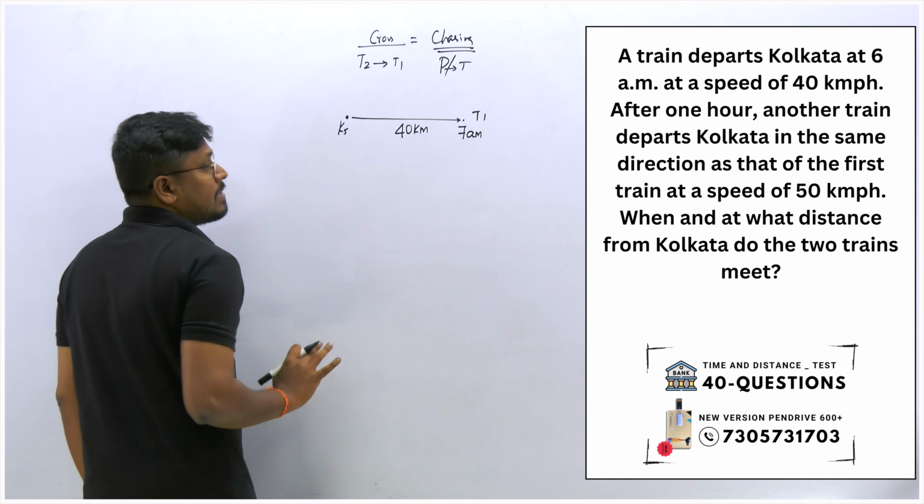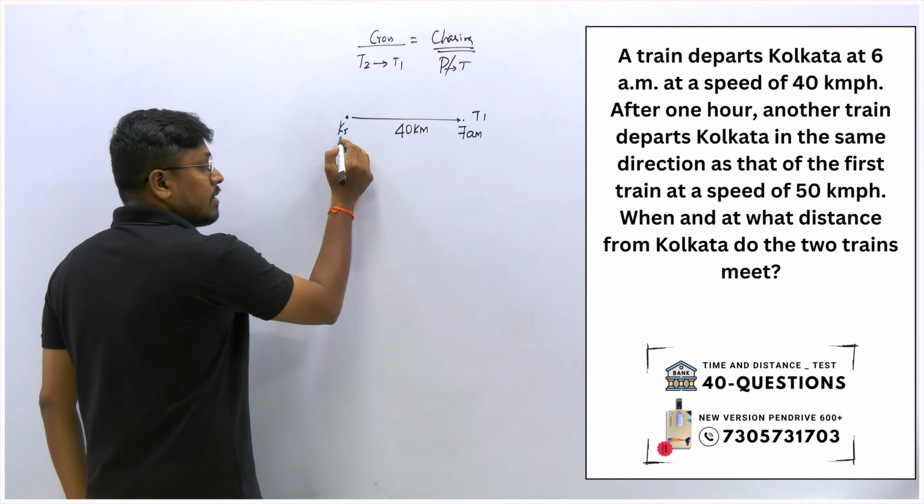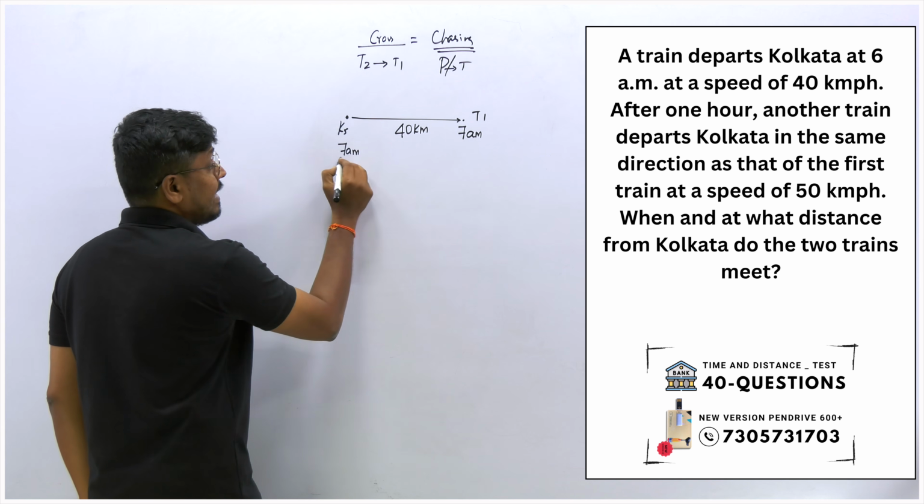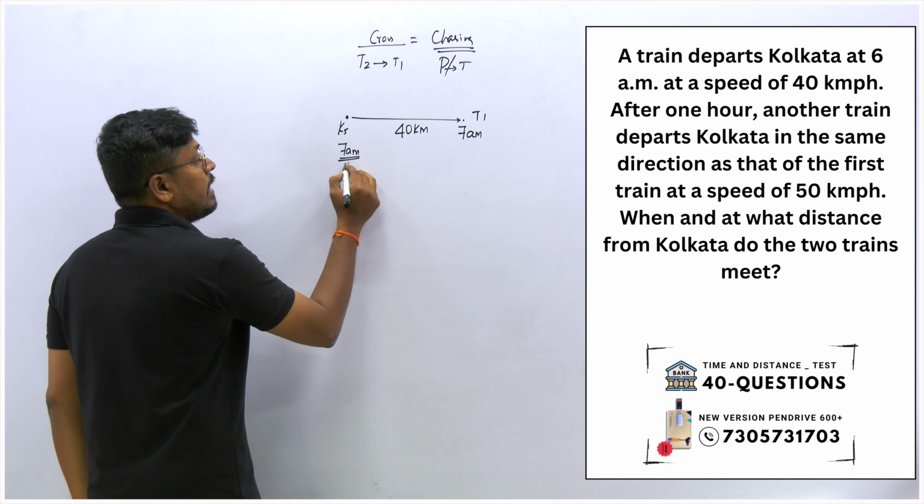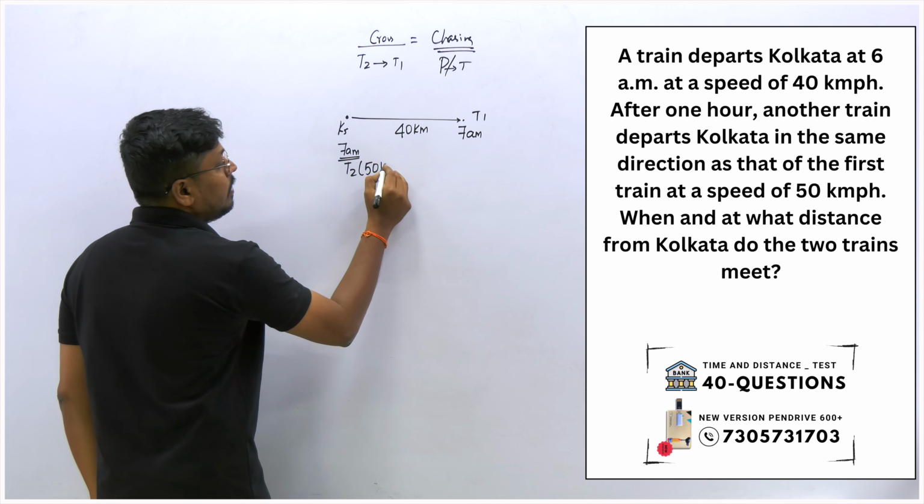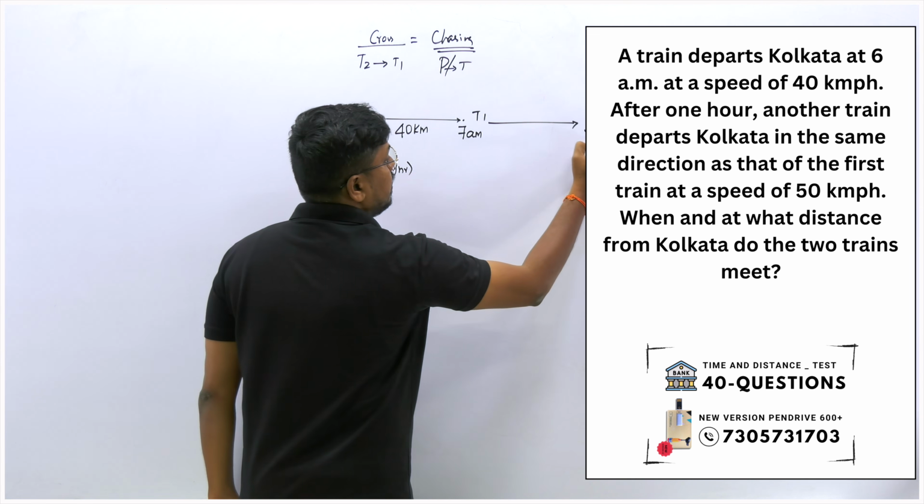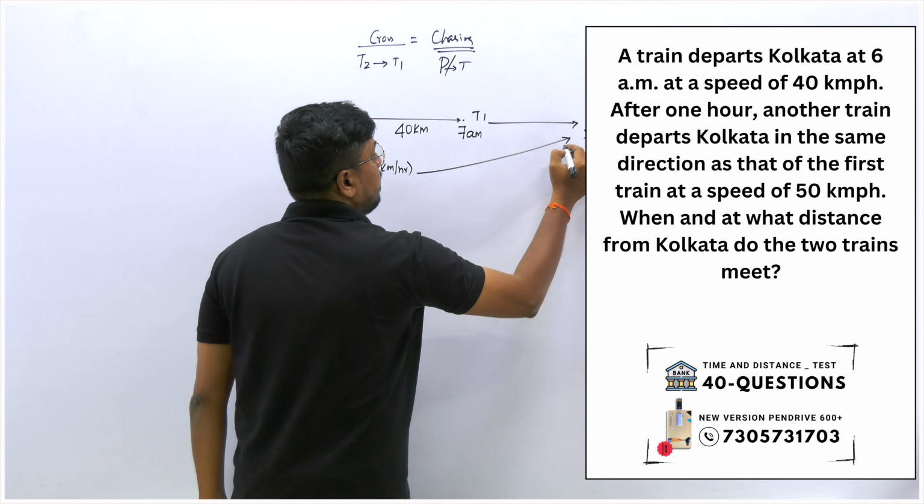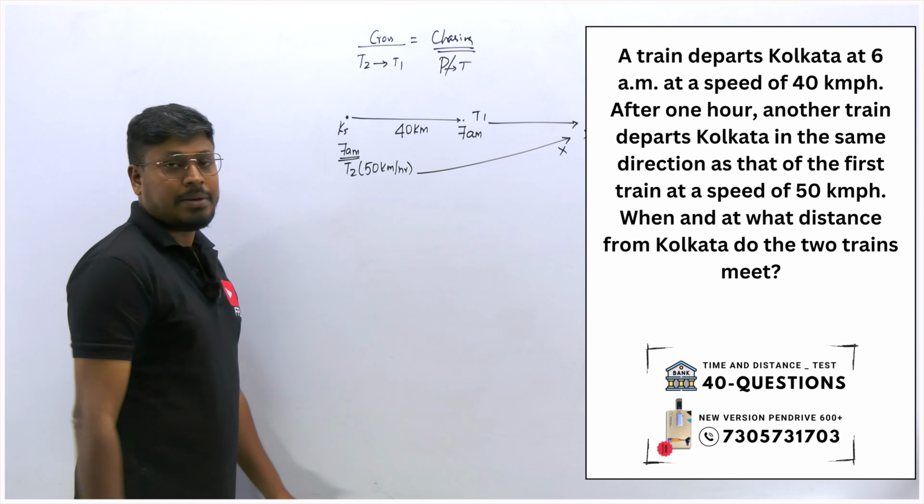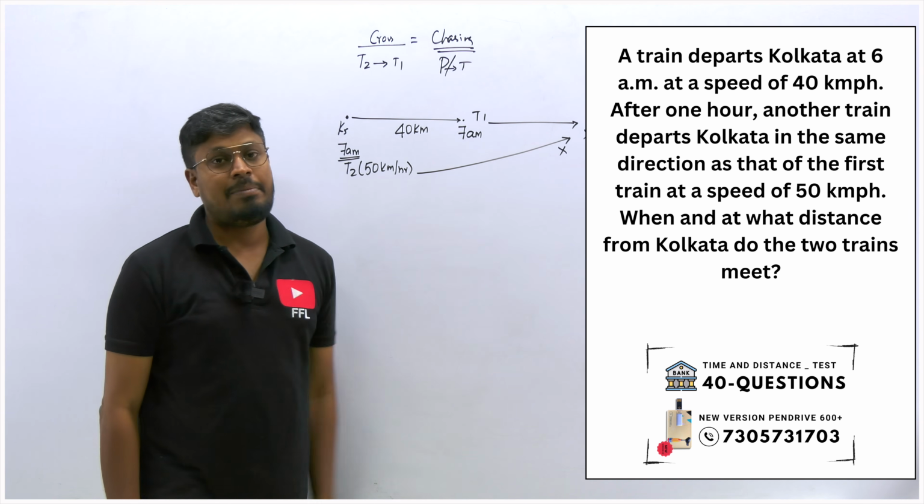So now the timing is 7 a.m. So again, from this Kolkata station, at 7 a.m. the second train is started. So train number 2 speed is how much? 50 km per hour. So now our target is to find at what distance and at what time train 2 crosses train 1, because both the trains are running in the same direction.